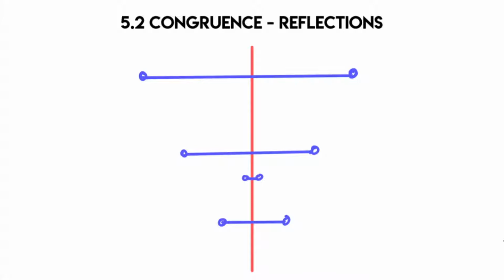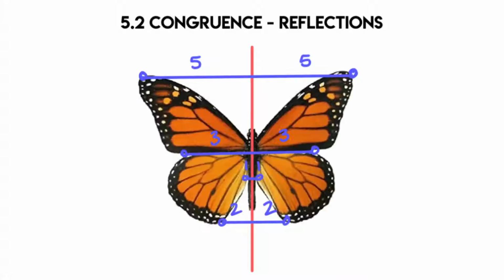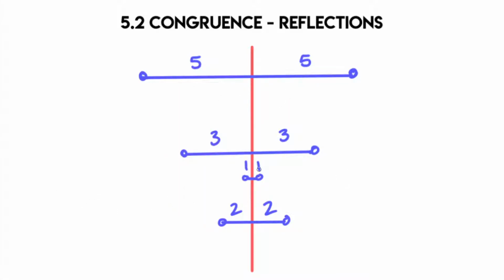this point. Okay? So for example, if this was a distance of 5, then this would also be a distance of 5. This would be a distance of 3. This would be a distance of 3. If this was a distance of 1, this would be a distance of 1. If this was a distance of 2, this would be a distance of 2. All of these points and their pairs are the same distance from the line of symmetry. And that's where this butterfly gets all of its beautiful symmetry from. And that's a very key thing to remember as we go in to look at actual shapes themselves.